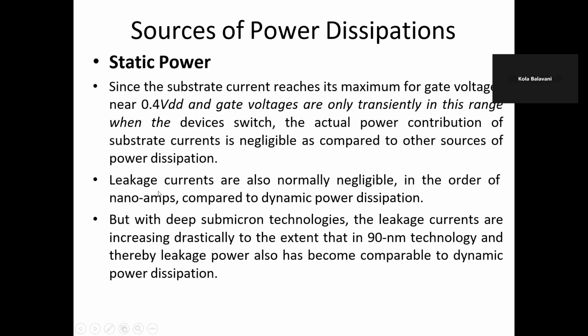If you observe here, the leakage currents are normally negligible, in the order of nanoamps, compared to the dynamic power dissipation. But as technology is shrinking, that is in deep submicron technologies, the leakage currents are increasing drastically, to the extent that in 90 nanometer technology, leakage power has become comparable to the dynamic power dissipation. Generally these leakage currents are negligible, but as the technology shrinks, they become nearly equal to the dynamic power dissipation.